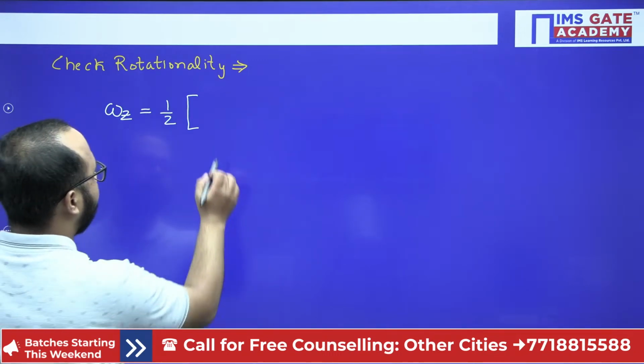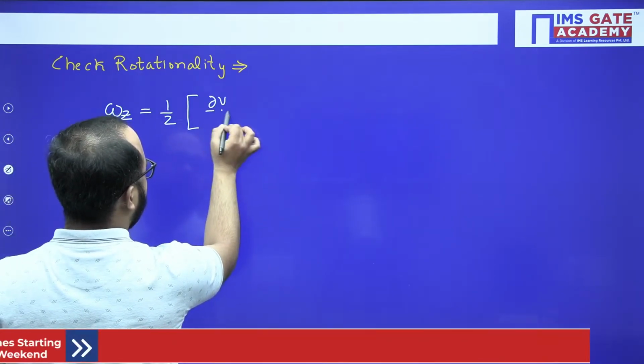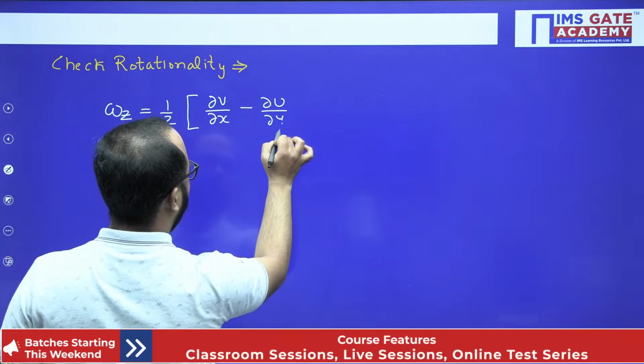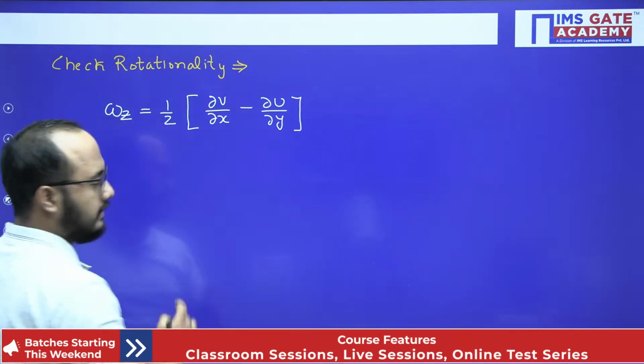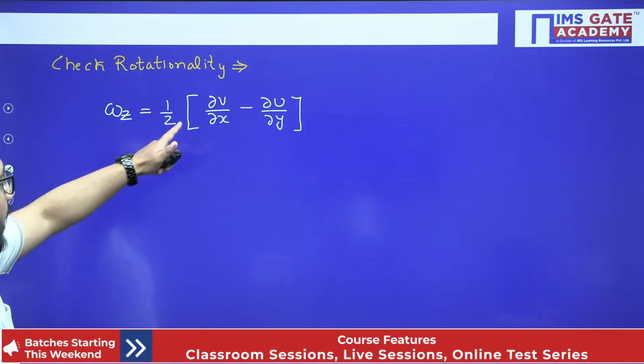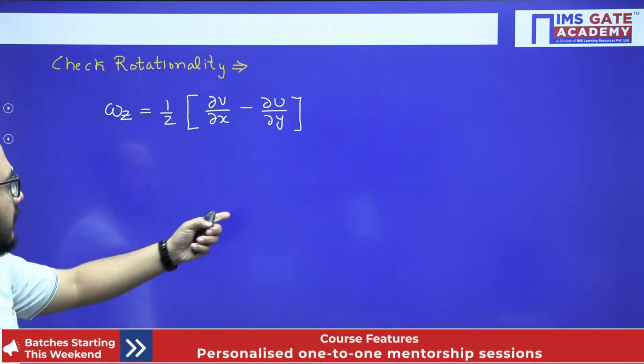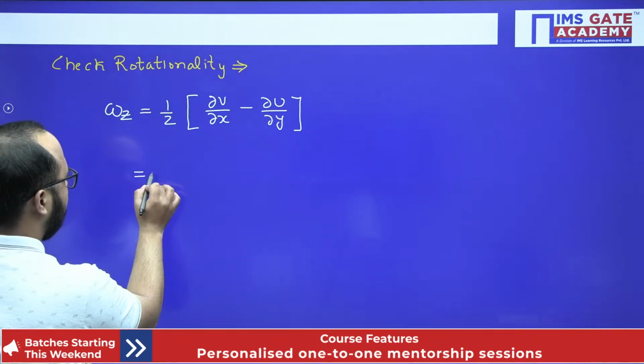So, omega z, if I have to write it, will be dou v by dou x minus dou u by dou y, right, like this. Now I will put the values of u and v in this equation. See what I will get.